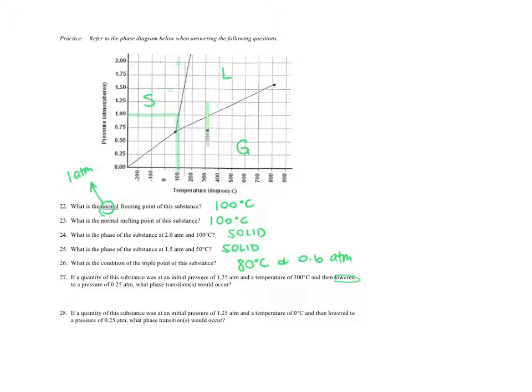Then it says the pressure is lowered to 0.25. So the temperature doesn't change. So I'm still on the 300 line. I'm just going to go down to the 0.25. And I'm going to see if I started here in the liquid, it went here to the gas, the transition that would occur is called vaporization. Now just a little hint, if you weren't quite sure what the phase change was, just at least tell me that you know that it's a liquid to gas transition, maybe if you don't remember the name.